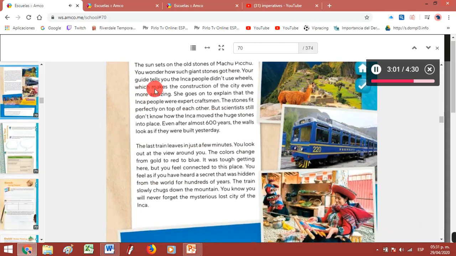The sun sets on the old stones of Machu Picchu. You wonder how such giant stones got here. Your guide tells you the Inca people didn't use wheels, which makes the construction of the city even more amazing. She goes on to explain that the Inca people were expert craftsmen. The stones fit perfectly on top of each other. But scientists still don't know how the Inca moved the huge stones into place. Even after almost 600 years, the walls look as if they were built yesterday. The last train leaves in just a few minutes.